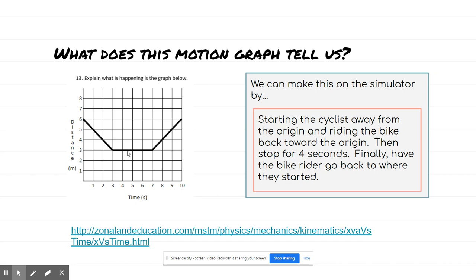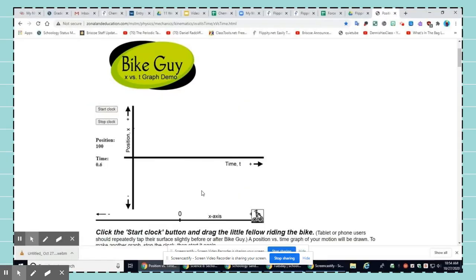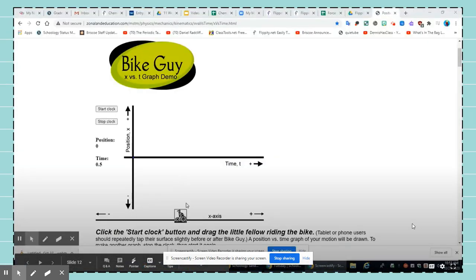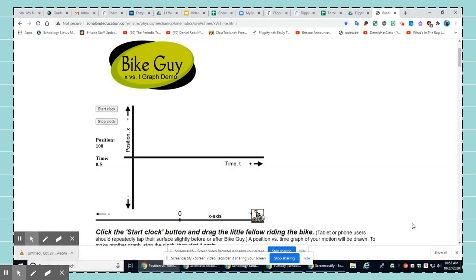Then the cyclist stops for 4 seconds, then turns around and goes back where he came from for 3 more seconds and covers 3 meters again. So we're going to try to do that. It's going to be really difficult to manage our time, but we'll see if we can get it. Going to move our cyclist away. So we'll say that's 6 meters away. Start the clock. Have the cyclist ride toward the origin for about 3 seconds. Stop for 4 seconds. And then ride back away from the origin for 3 more seconds. Okay? Coming toward, stopping, and then back away.